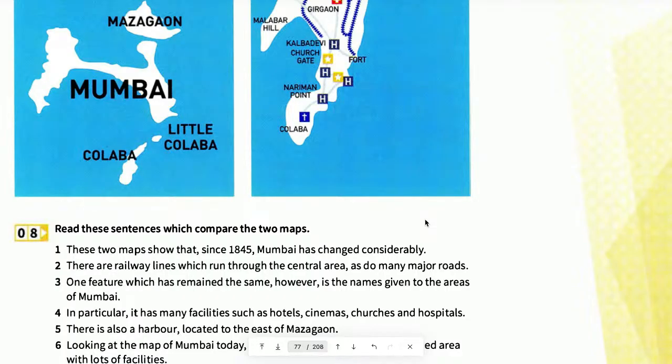Okay, number 3. We read and show them. So we have railway lines, right? The blue one. The roads here. But here we don't have any roads. See? Okay, keep discussing.